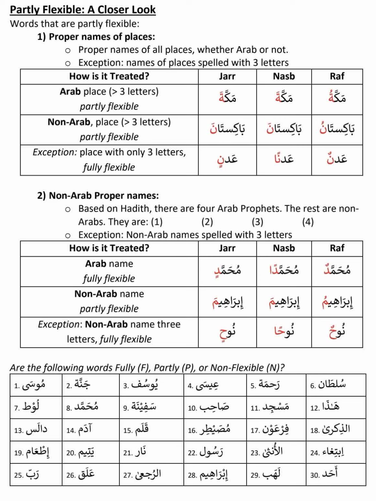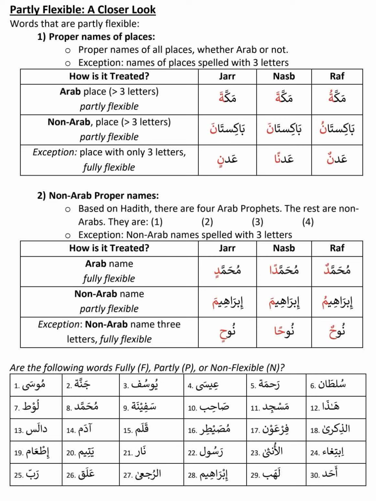So you cannot say Makkatun, Makkatan, Makkatin. You cannot say that, because when it becomes partly flexible, you need to treat it the same way you treated Yusuf. So it is Yusufu, Yusufa, Yusufa, right? Same way, since it's a name of a place, Makkah, you need to treat it the same way you treat the word Yusuf. That means Makkatu, Makkata, Makkata. Rafa is Makkatu, not Makkatun. Rafa is Makkatu, and Nasib is Makkata, and Jar also Makkata. So the same rule applies as what you did for Yusufu.